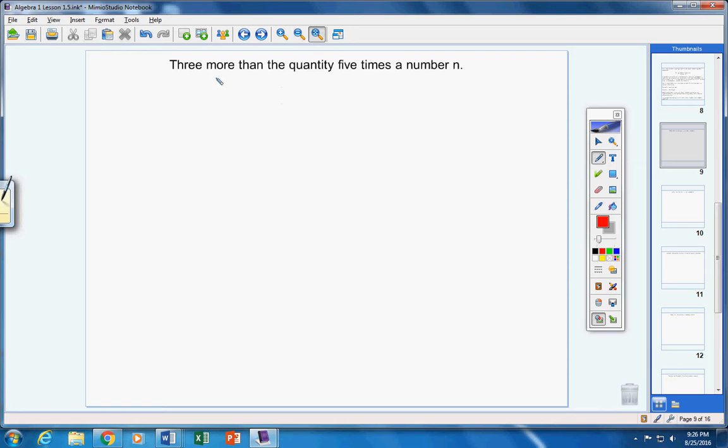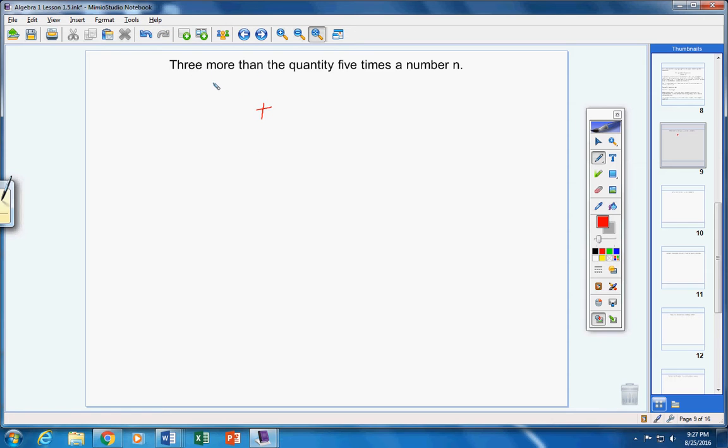Alright, here we go. 3 more than the quantity 5 times a number n. Now let's take this very, very slowly. If I told you I had $3 more than you, that means I would add 3 to your wallet. If your wallet had $5 and I had $3 more than you, that means I would have $8. We understand that. So when we see the words 3 more than, we know we're adding.